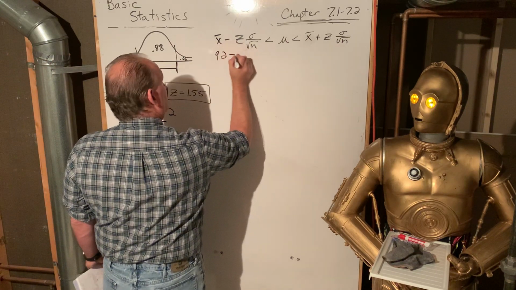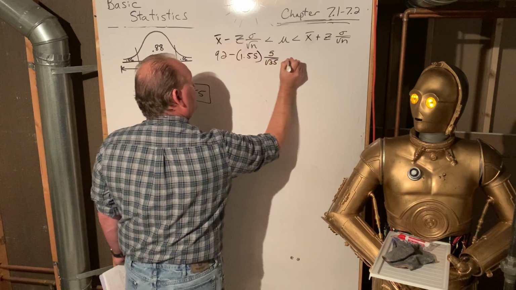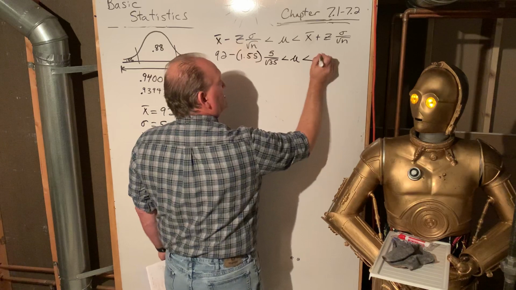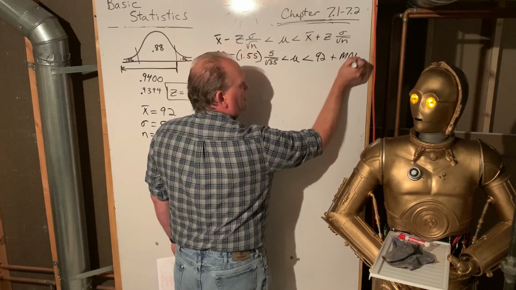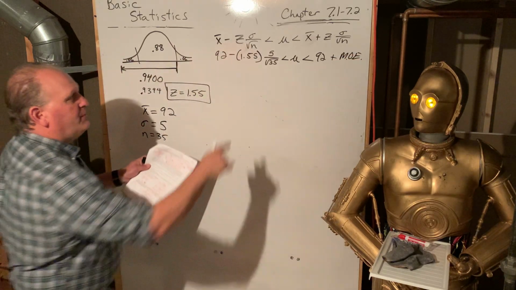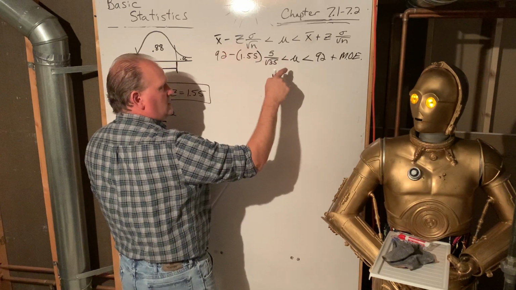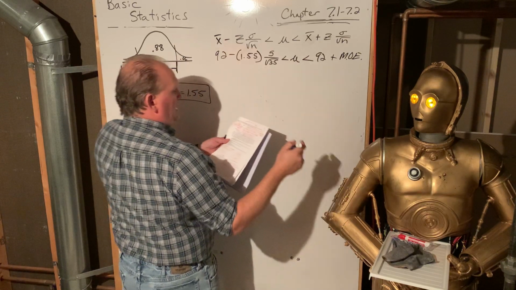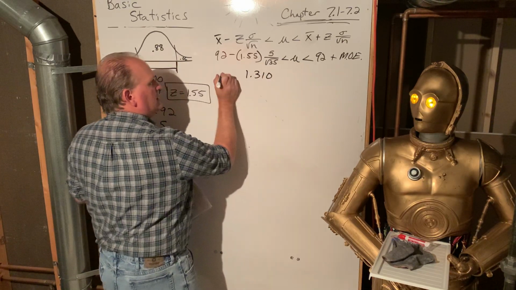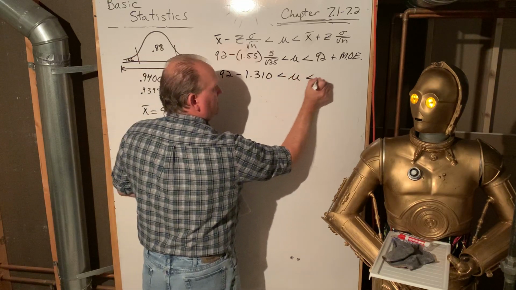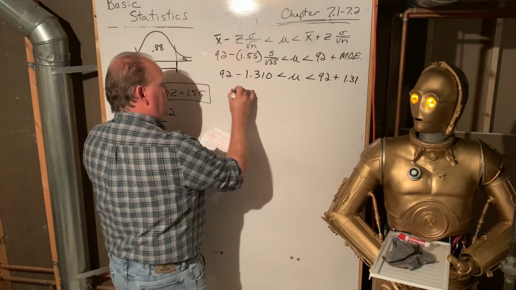So we got 92 minus 1.55 times 5 over the square root of 35. It's less than the mean, which is 92. And now this is a shortcut I do. Instead of rewriting all of that out, I'll just put margin of error. Now you put this in your calculator: 1.55 times 5 divided by the square root of 35, and then hit enter. And it kicks out this. So 1.31 is our margin of error. All right, so you add it and subtract it, and here we are.